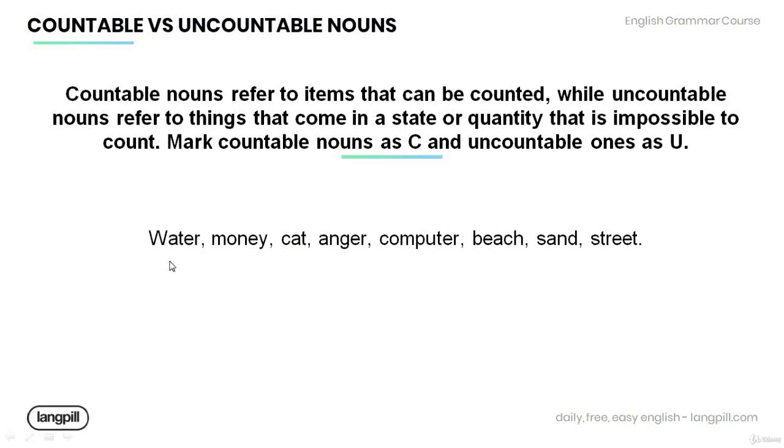Water. Uncountable. Money. Uncountable. Cat. Countable. Anger. Uncountable. Computer. Countable. Beach.